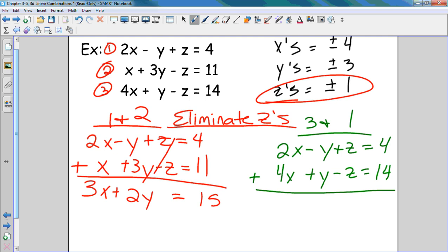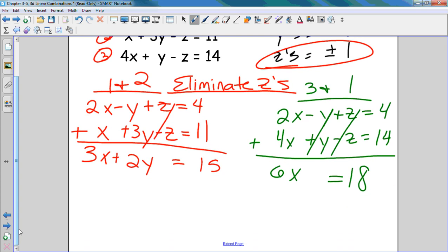All right. So now I'm going to add. I have six x's. My y's are going to cancel. My z's are going to cancel. Equals 18. So that one worked out really nice. Yeah, we just solved x. That doesn't always happen, and we'll do another example where that doesn't happen. So divide by 6, and x is going to give me 3.